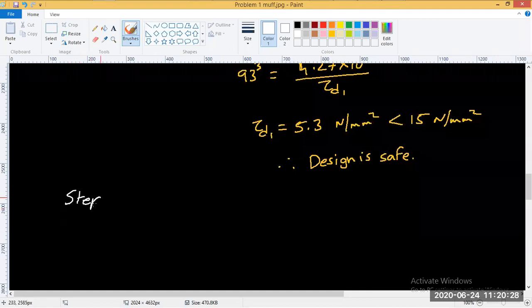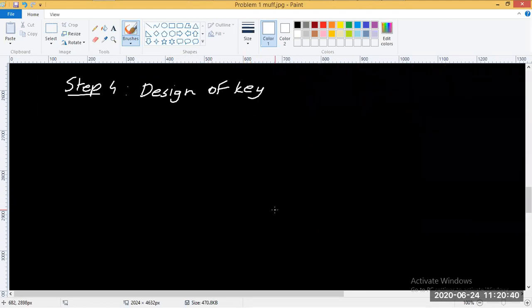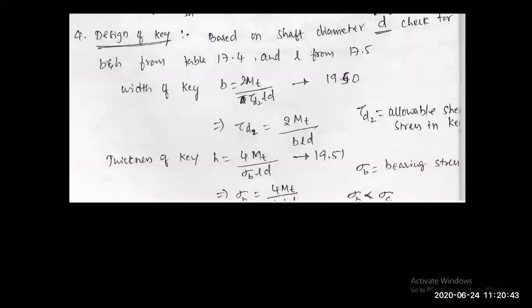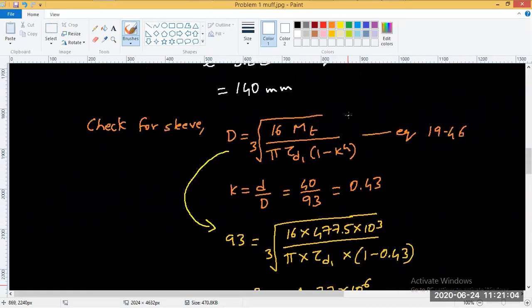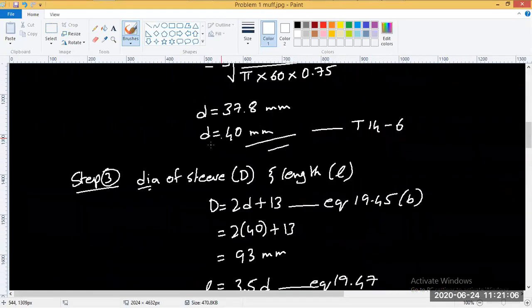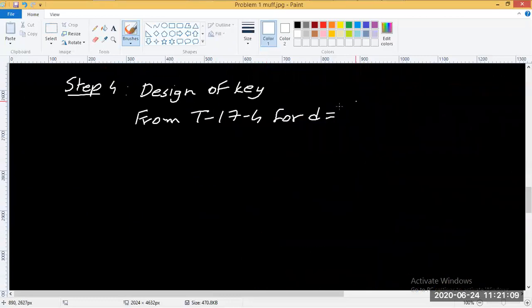Step 4 is design of key. So you need to design this key. This is based on a sequence of equations. From table 17.4, for the diameter of shaft D equals, what diameter we got is 40 mm. So 40 mm is the diameter of shaft.